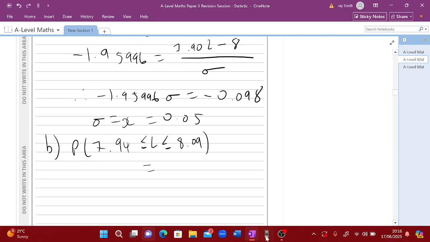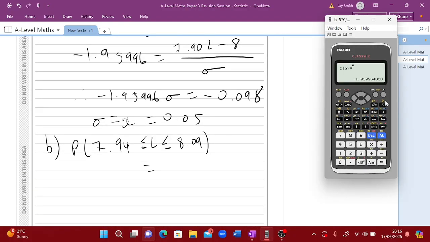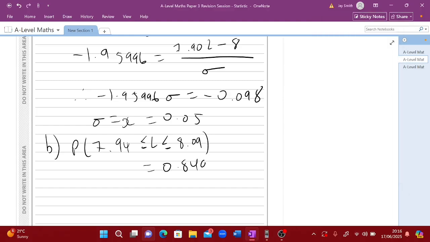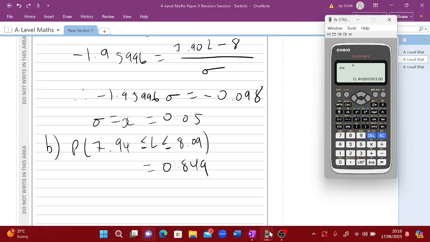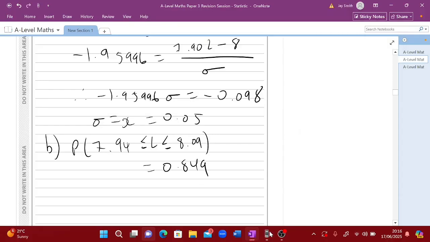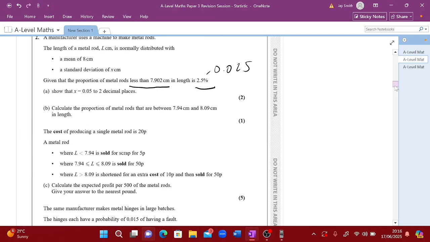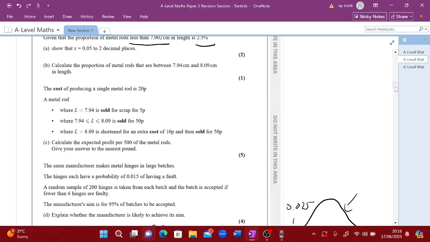Anyway, so now we know what sigma is. Again, to find this probability, go back to the normal CD. The lower value is 7.94. The upper is 8.09. The sigma is 0.05. And the mean was 8, wasn't it? So then we get a probability of 0.849. Cool. Okay, so then what's part C saying?